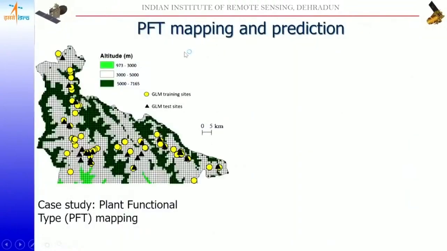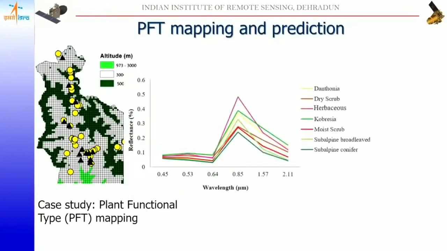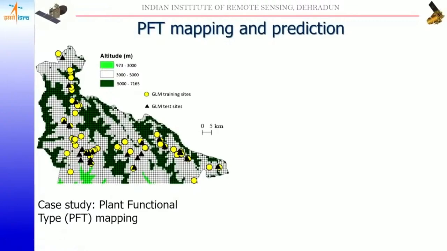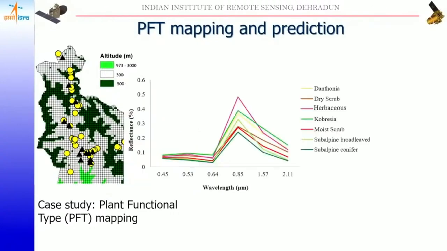Another example of a parameter that we derive through remote sensing and GIS is the functional type level maps. Functional types are basically the grouping of species based on similar functional characteristics of a landscape. In this particular study conducted in the Western Himalayan region, based on the field data, the different functional types were mapped and predicted over a landscape.